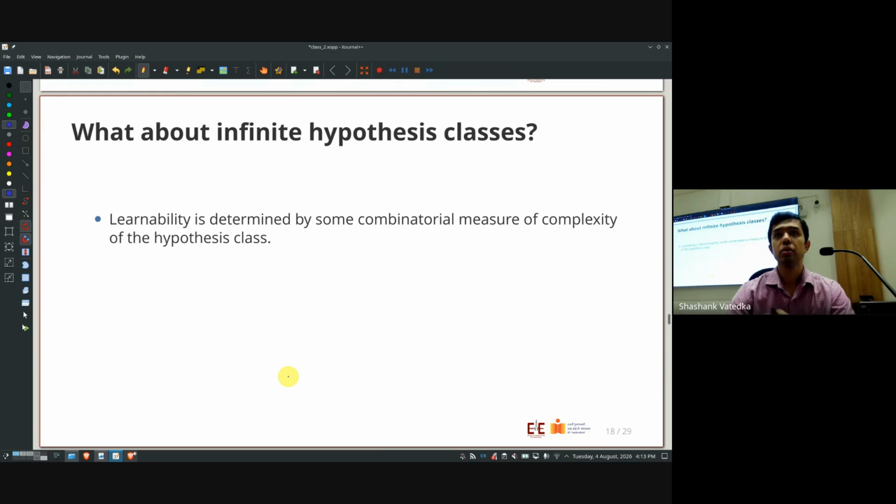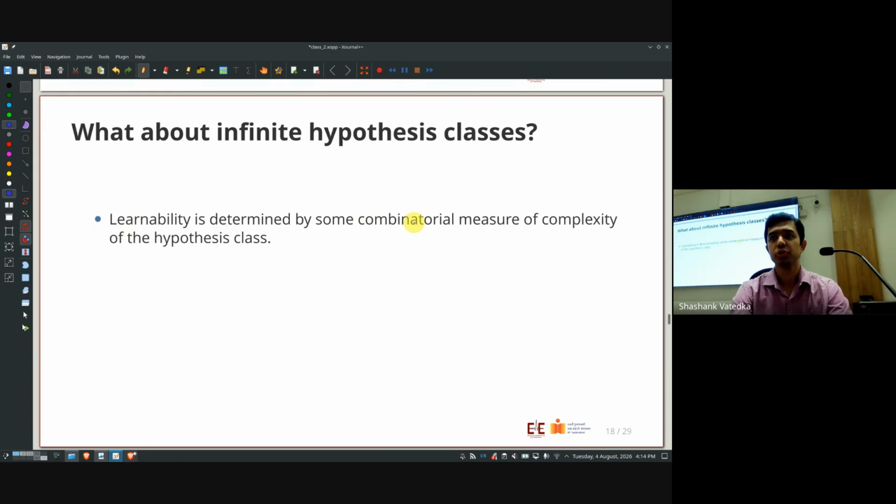It turns out that depending on what your learning problem is, whether it's a classification problem, whether it's a regression problem, or whether it's binary classification or multi-class classification, the answer can change. And for each of these problems, the learnability is determined by some combinatorial measure of complexity. So intuitively, the more complex a hypothesis class is, the more difficult it should be to learn. So for example, loosely speaking, if I take polynomial classifiers, all polynomials of degree at most 10 versus all polynomials of degree at most 100, which one do you think is more difficult to learn? Polynomials of degree 100, right?